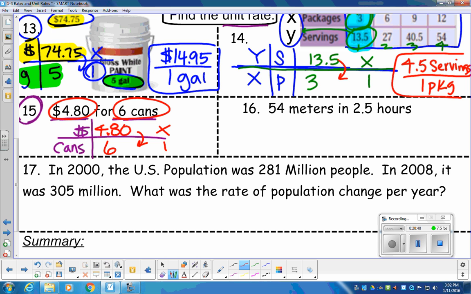There's our unit rate. So we have $4.80 divided by 6 gives us 80 cents. Go ahead and divide that. $4.80 divided by 6 for one can. 80 cents for one can. That is our unit rate, 80 cents for one can. Number 16, same thing. We're still working for that unit rate. Why don't you go ahead and try to set up number 16 and solve.